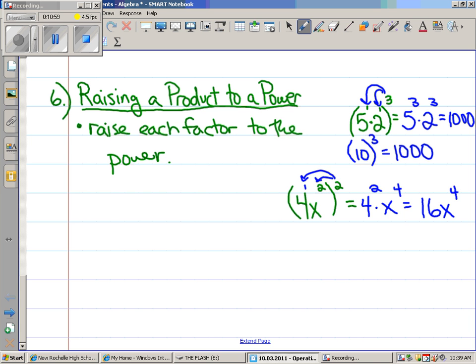Here's another way that you could think about it. This is going to be 4x squared times 4x squared, because there's 2 of them. That's what the 2 on top means. And so you're going to get 16x to the 4th. So, cheap shortcut: when in doubt, you can always write it out.